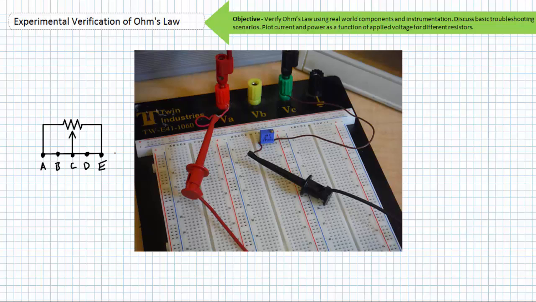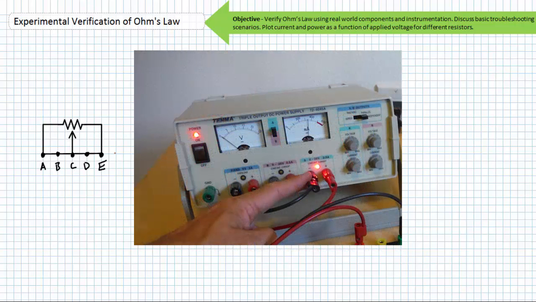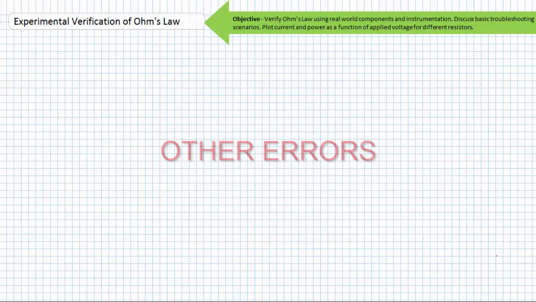A potentiometer inserted in this manner is shorted out and presents minimal resistance to our source. Even with the ammeter in the correct position, the power supply pegs at the current limit and the ammeter is in the overload condition. Other errors.